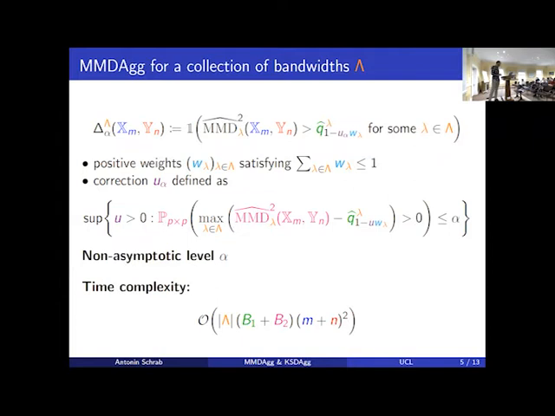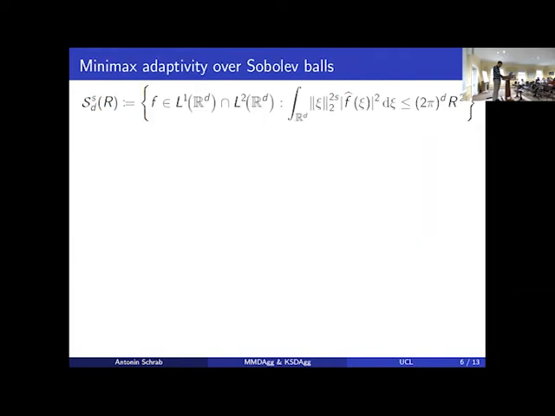So the overall cost of our algorithm is going to be the number of bandwidths times the cost of computing all the permuted test statistics. So that's (m plus n) squared is the cost of computing just one, and then we have B1 of them that we use to estimate our quantiles, as I explained on the last slide, and we use B2 of them to estimate that probability using a Monte Carlo method. So that's how we've defined our aggregated test, MMDAgg.